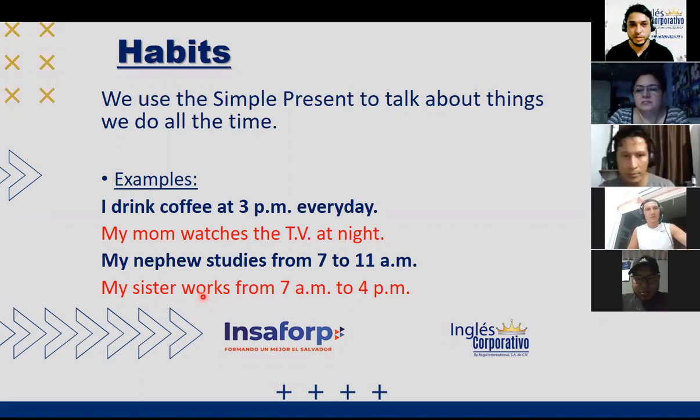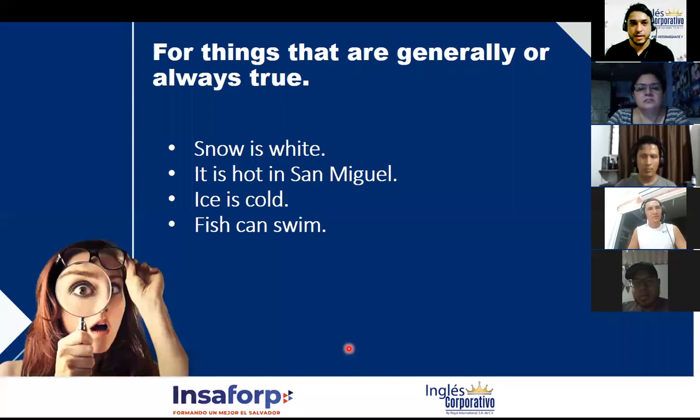Then we are going to study that. Okay, then we are going to stop and explain that a little bit slower. Right now we are going to review another use for the simple present. We use the simple present for things that are generally true or always true.